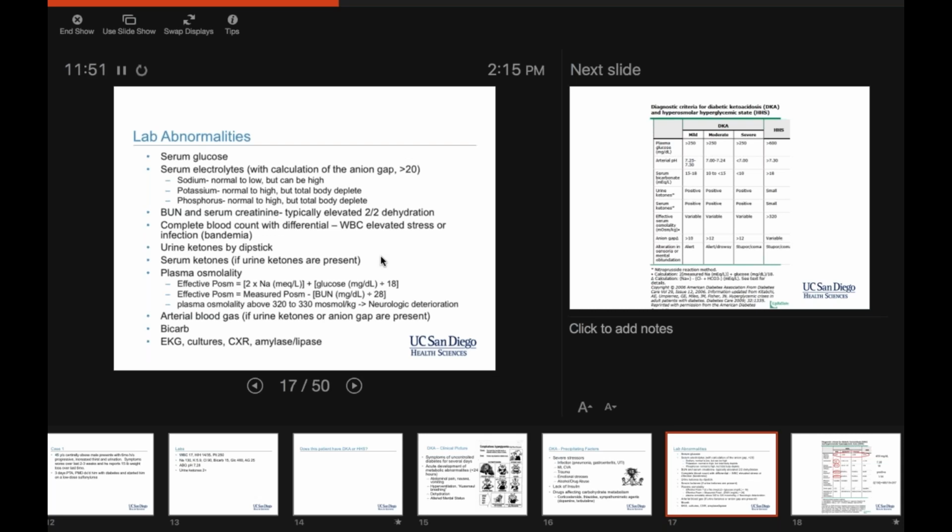You need to have the K component of the DKA, so either serum or urine ketones are positive. And then you always want to check your osmolality, and that's your calculated effective osmolality, so you can differentiate DKA versus HHS. Your ABG and your bicarb to see if you're actually acidotic. Make sure you're looking for a mixed picture, because a lot of times your pH will be normal, but your bicarb will be really low and you're just compensated. And then, of course, you need to not miss the precipitating factor.